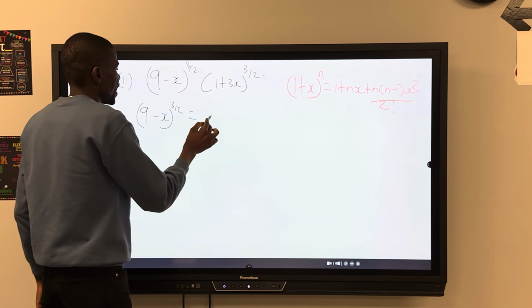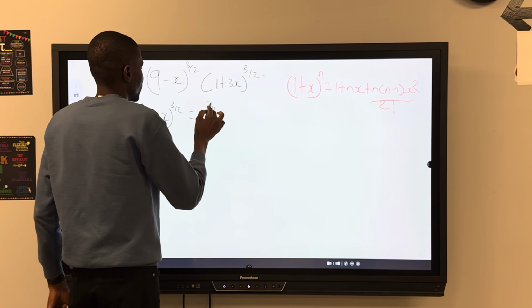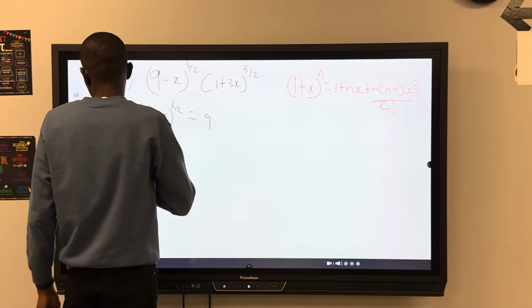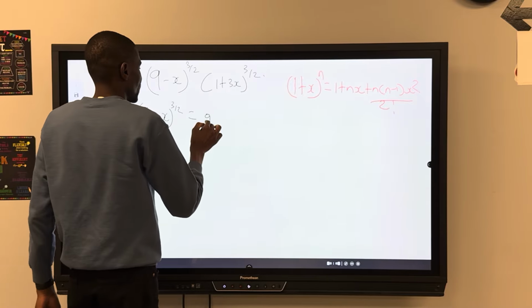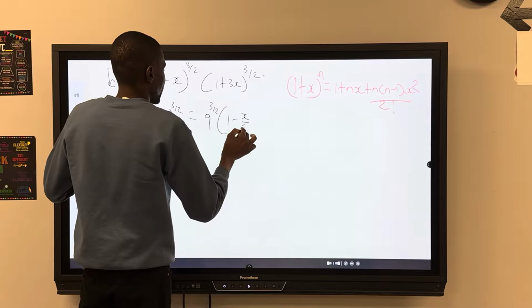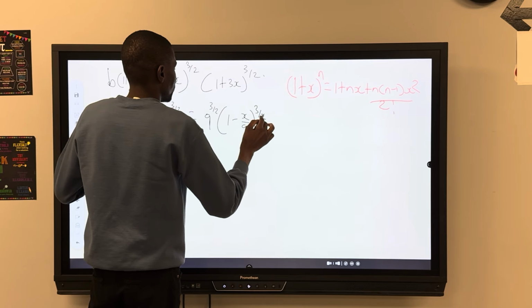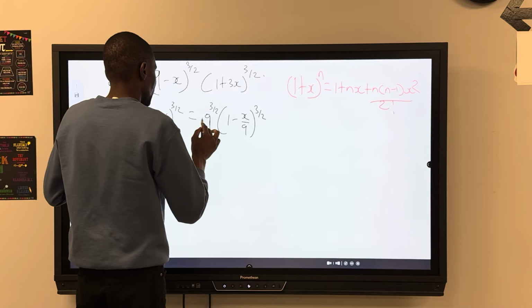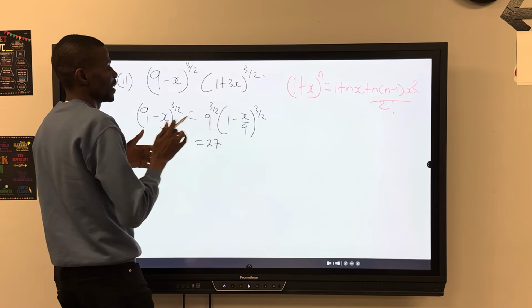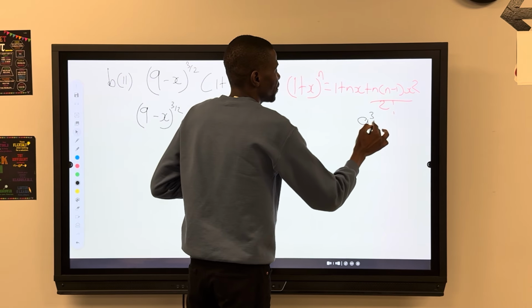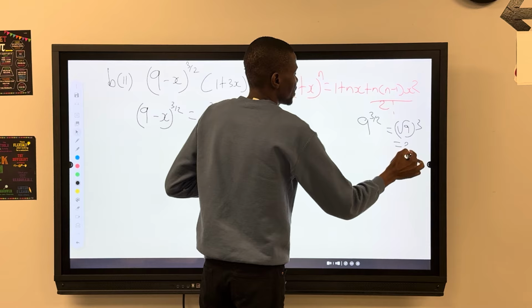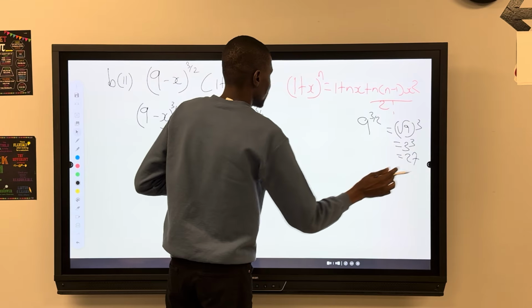we can rewrite this as 9 to the 3 over 2 times (1 minus x over 9) to the 3 over 2. So which is just the square root of 9 to the third power. Here it's 27. Right. When I say 9 to the 3 over 2, it is the same as saying the square root of 9 cubed, which is just 3 cubed, which is 27.